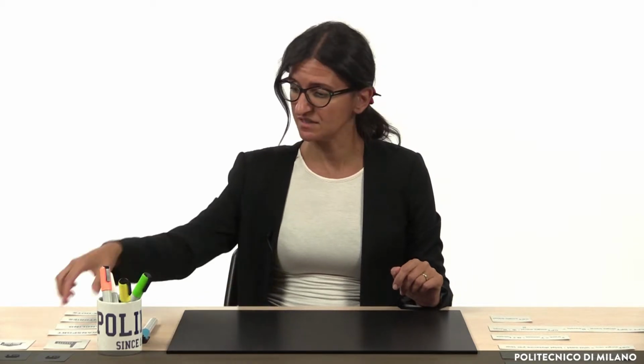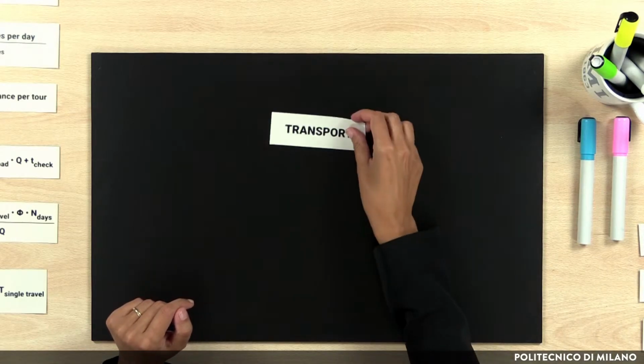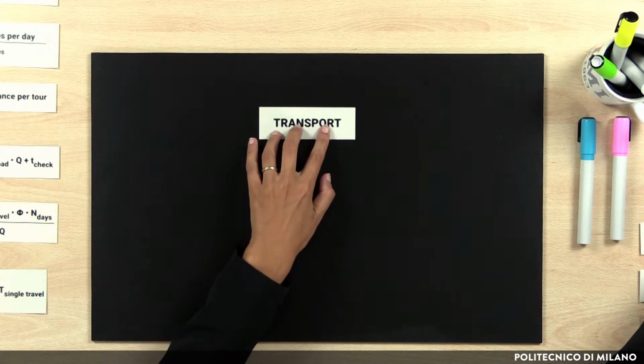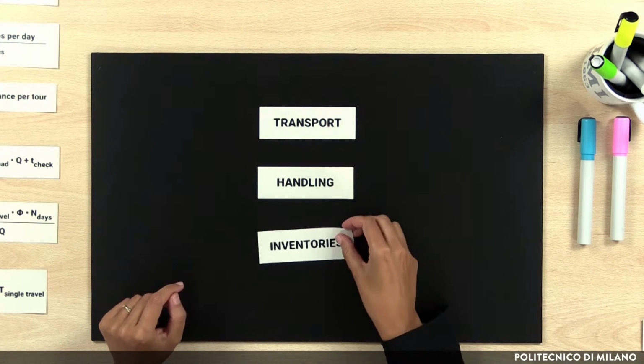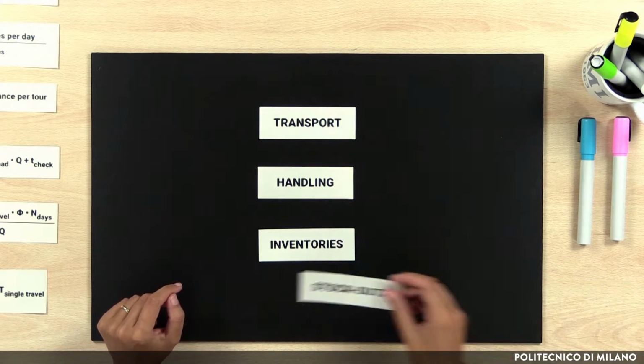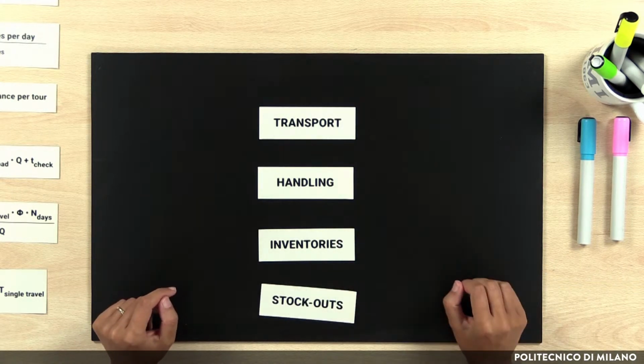In this lecture, we are going to have an overview of the main logistics costs. It is important to be able to assess these costs in order to manage the supply chain in a proper way, taking the right decision to assure process efficiency. The main costs to be considered are related to transport, handling, inventories, and lost sales because of stockouts.